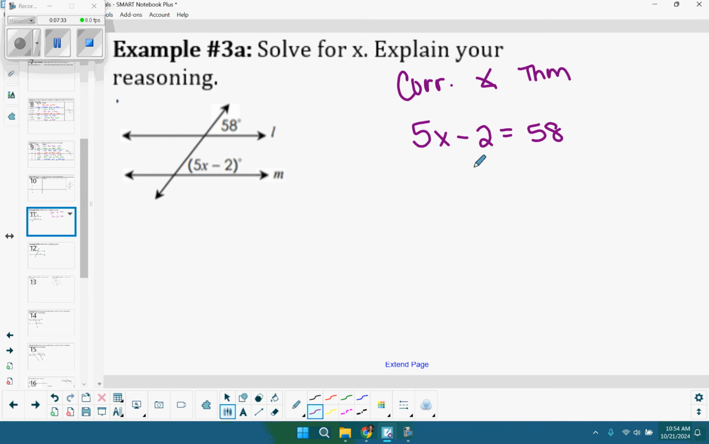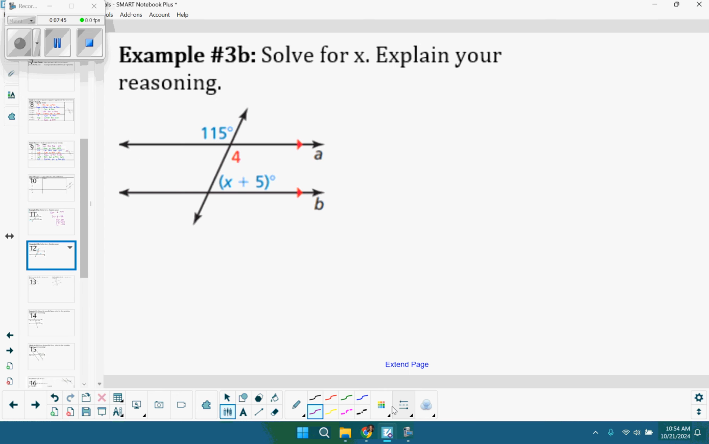And now we're going to solve. I'll add 2. And I'll divide by 5 so that I get x is equal to 12. It's another one for us to do.